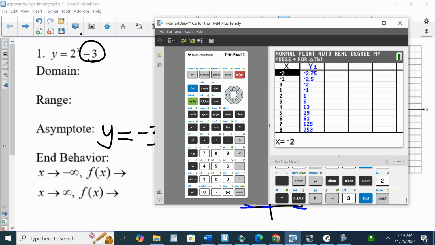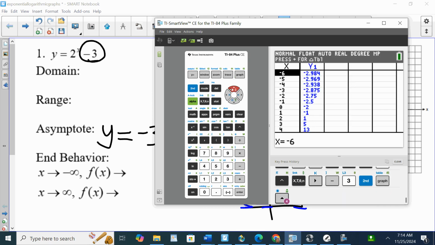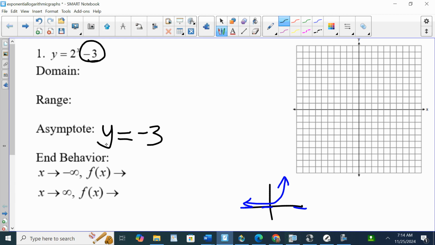When I go to my table, I see that my y value is getting really, really close to negative 3: negative 2.75, negative 2.984, negative 2.992, 2.996, 2.998, 2.999, and then it says negative 3, negative 3, negative 3. It's not negative 3. It never actually hits negative 3. It gets close, so close that the calculator rounds it. So that value that you see over and over again in your y column, do not plot those points. That's your asymptote. That's another way to determine that it's going to be y equals negative 3.